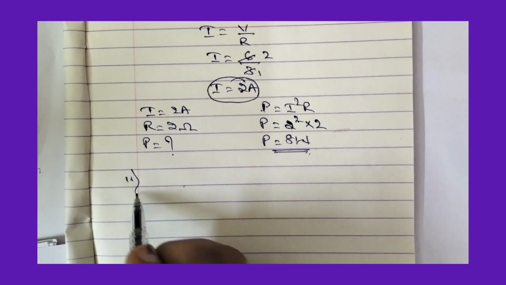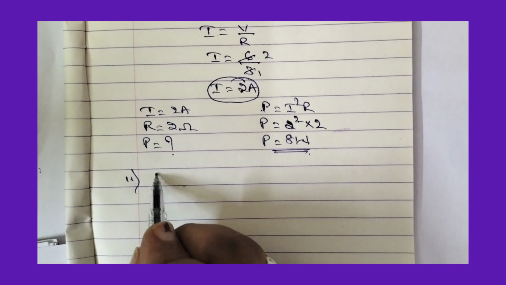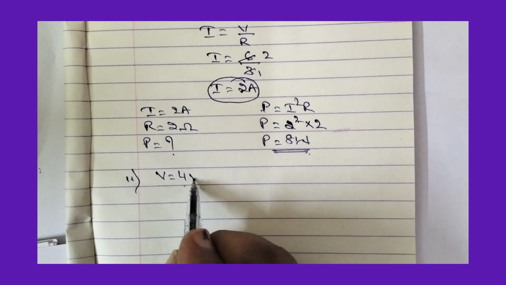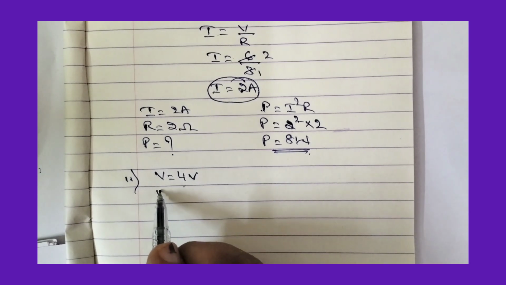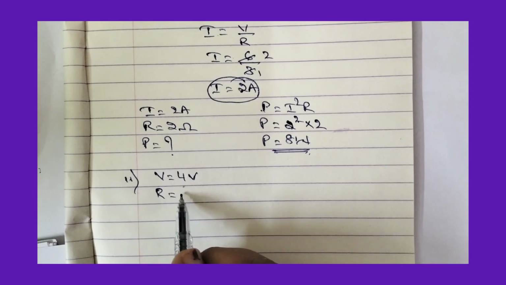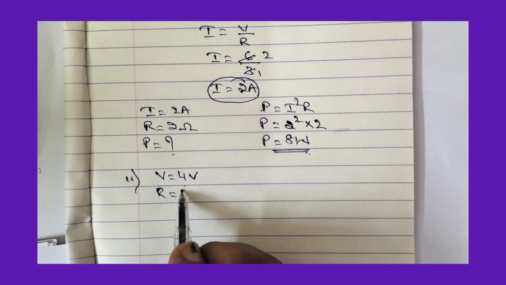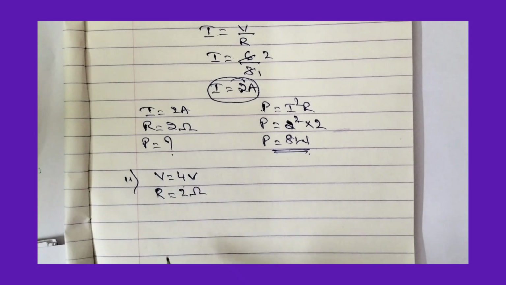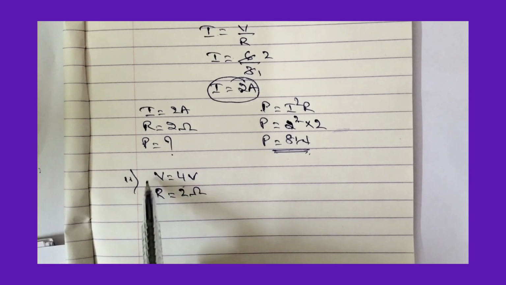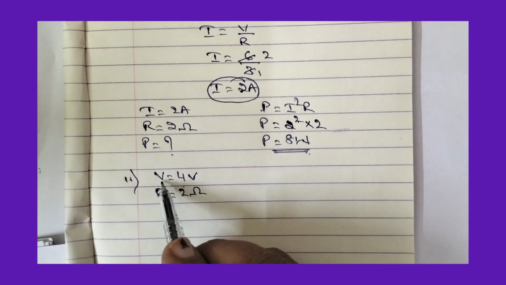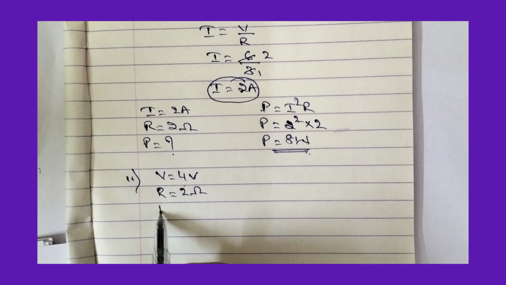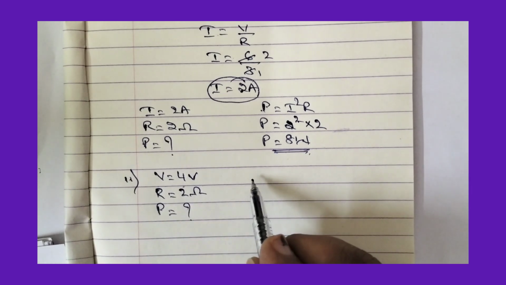In the second question, they have given voltage is equal to 4 volts. Now we have to calculate the power at the 2 ohm resistor. Here, 12 ohm and 2 ohm are connected in parallel, he has said. So in parallel, since the voltage is the same, I will take the voltage here. So V is known, R is known. So let us calculate P. P is equal to question mark.